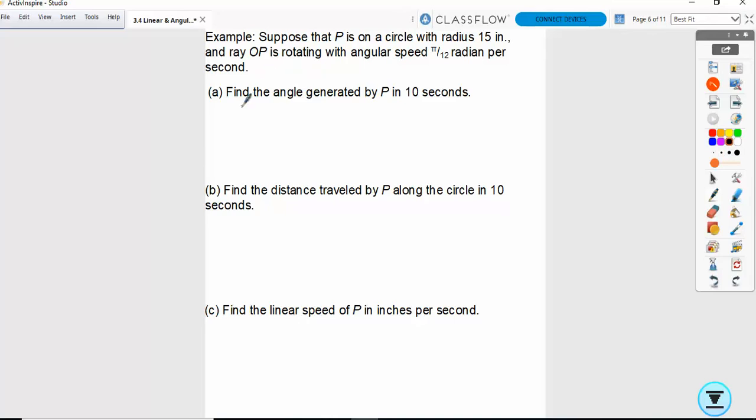So we're just going to jump right in with an example and see what we can do. Suppose that P is on a circle with a radius 15 inches. What would I write down here? Radius is r. So r equals 15 inches. And ray OP is rotating with an angular speed. What variable is angular speed? The W-looking thing is called an omega. It is pi over 12 radians per second.